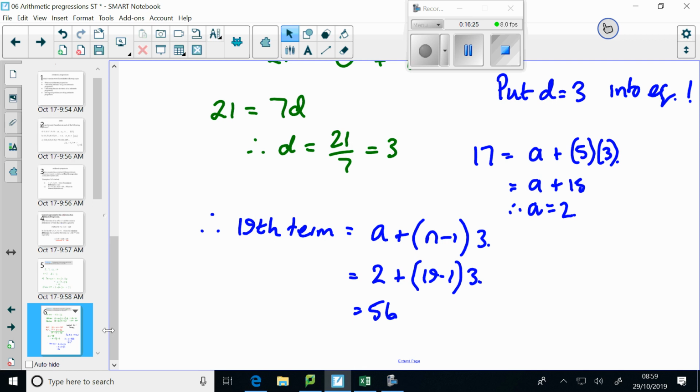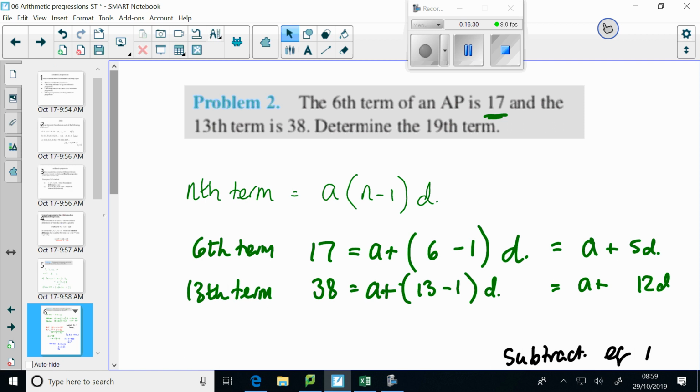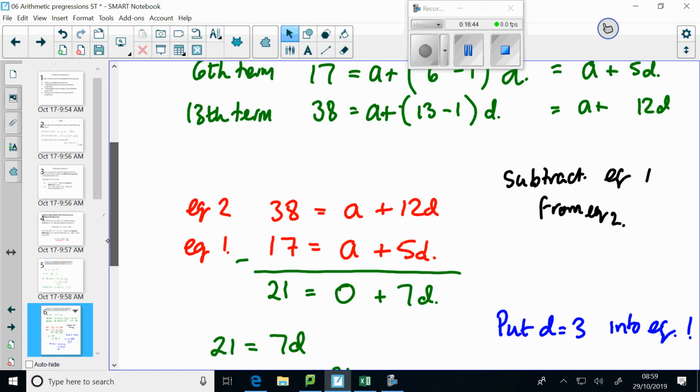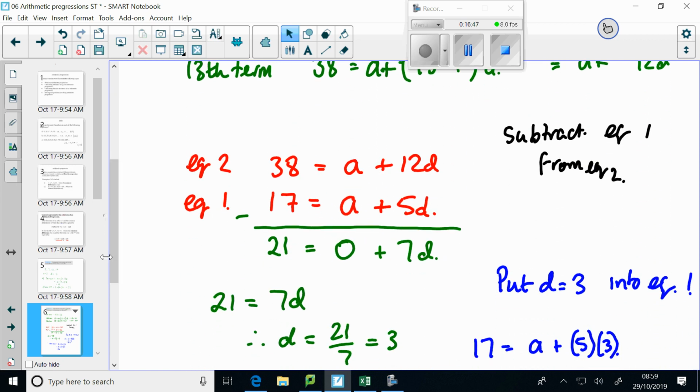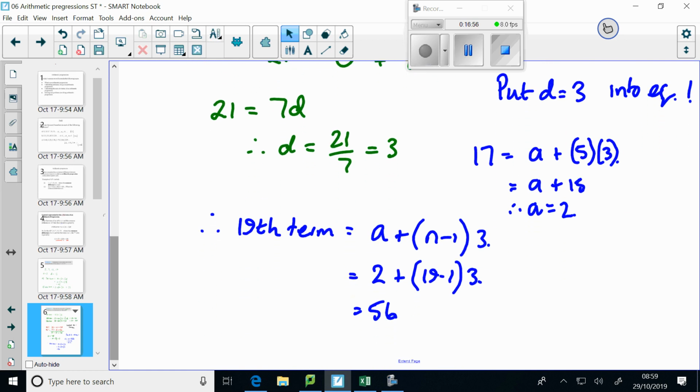So just to sum that up, go back again. This is where we don't know the first term, we don't know the common difference, but we do know the value of 2 of the terms in the series. So we can form 2 simultaneous equations from that information and solve them to find the value of A and D, and then we can use the value of A and D to find a particular term. All right?